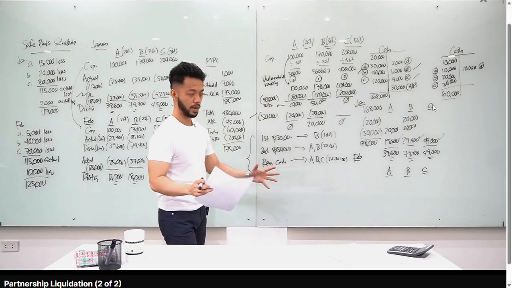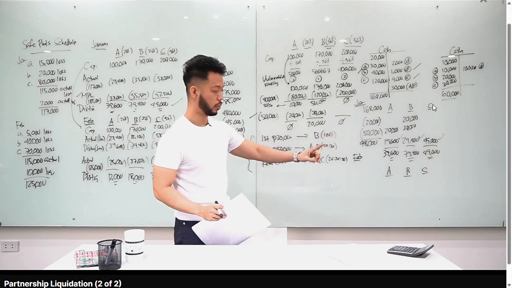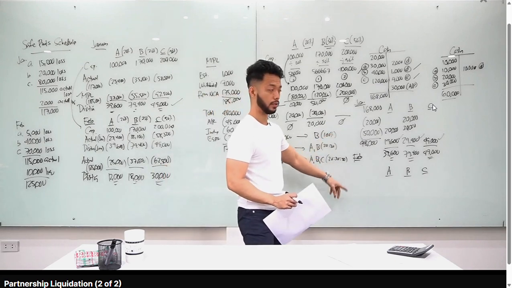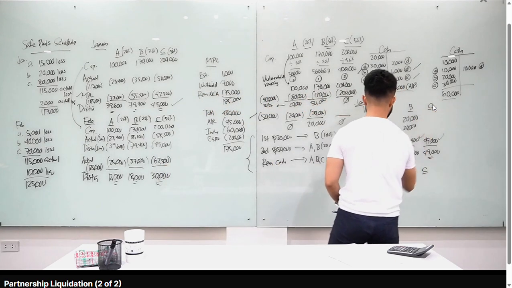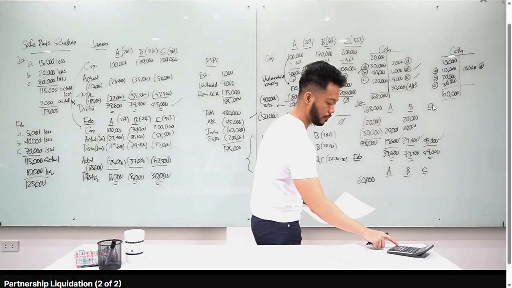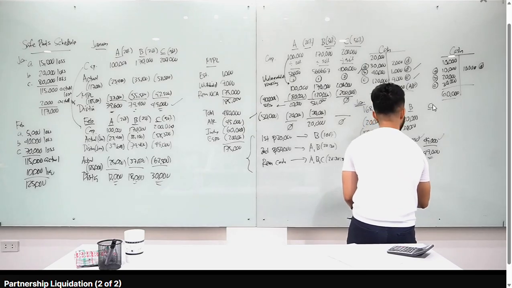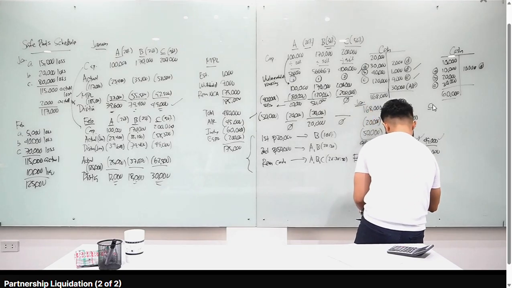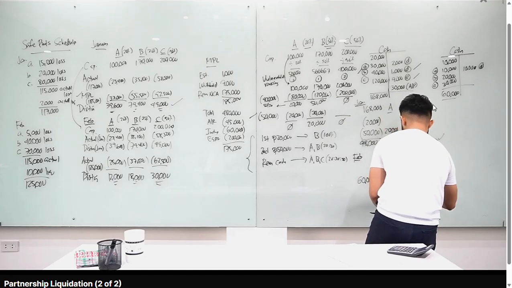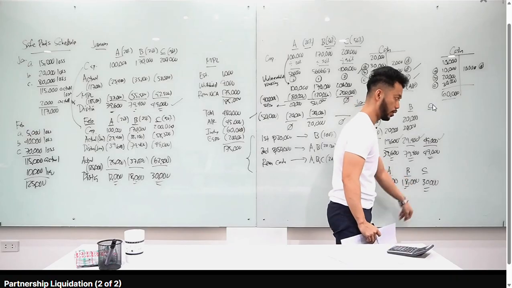Pag naka-receive na yung partners ng cash, pag lahat sila naka-receive na, yung succeeding cash distributions mo will be based on the P&L ratio, 20, 30, and 50. So in this case, since meron tayong 60,000, lahat yan, P&L ratio na lang. 60,000 times 20%, that is 12,000 for partner A. 60,000 times 30%, that is 18,000 for partner B. 60,000 times 50%, that is 30,000 for partner C. 12, 18, and 30 for partners A, B, and C.